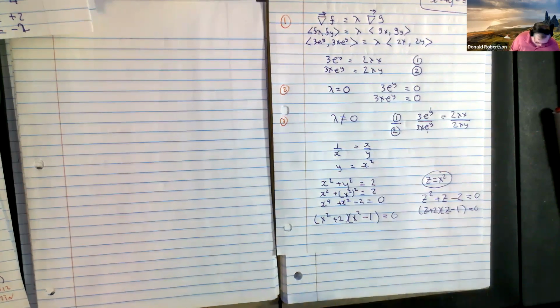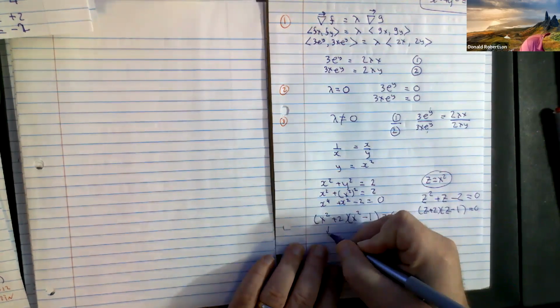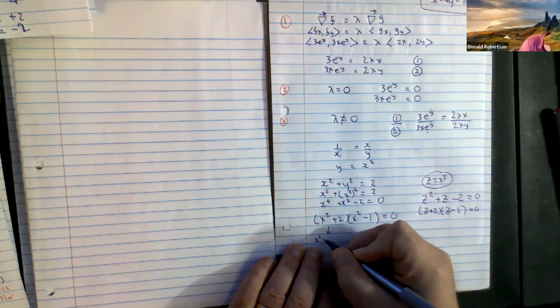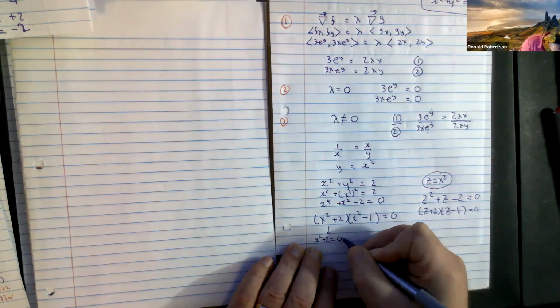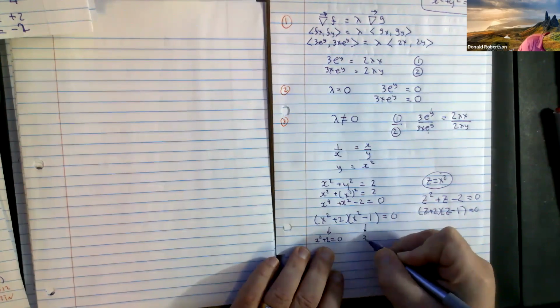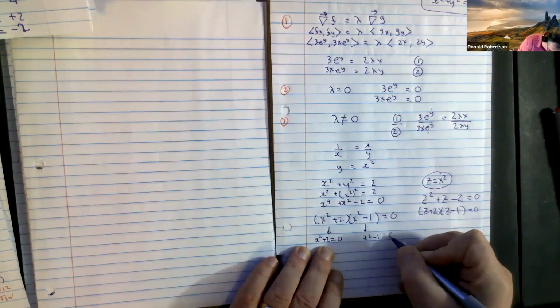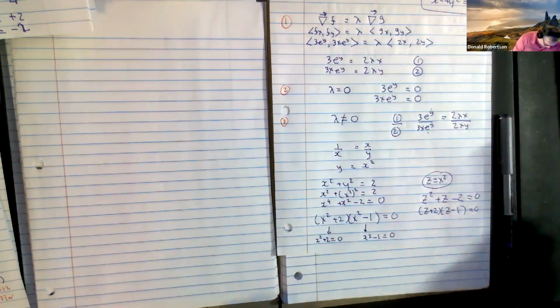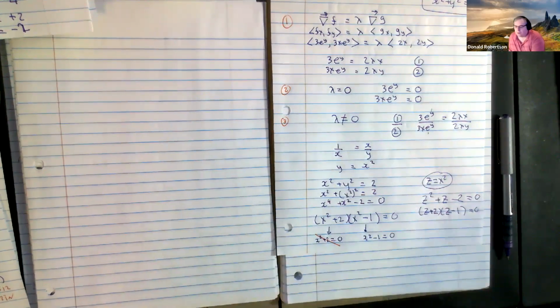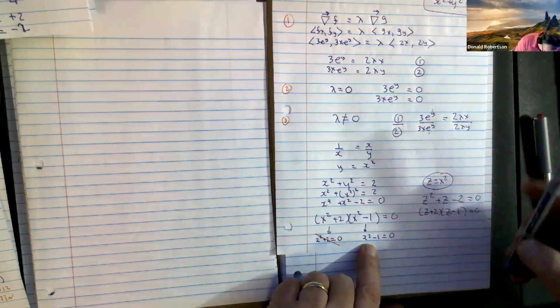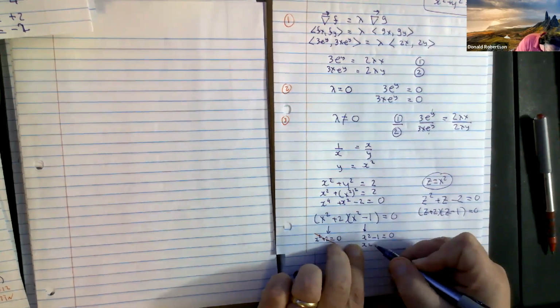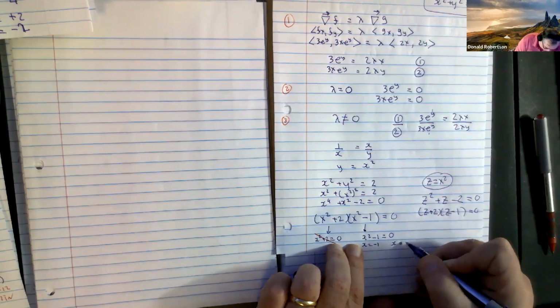Now let's solve. According to this factor, x squared plus 2 would be equal to 0, and according to this one, x squared minus 1 should be 0. Well, that's impossible. You're never going to get x squared plus 2 equal to 0, right? X squared is positive, add 2 is still positive. On the other hand, this one gets us 2 answers: negative 1 and 1.